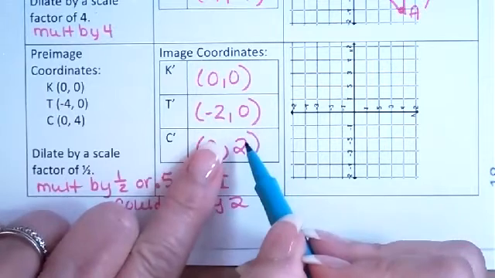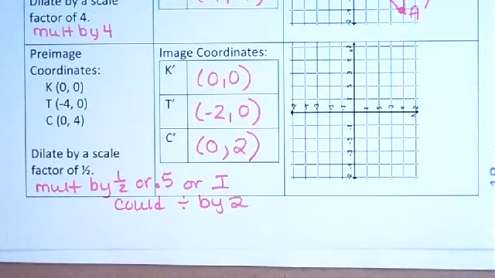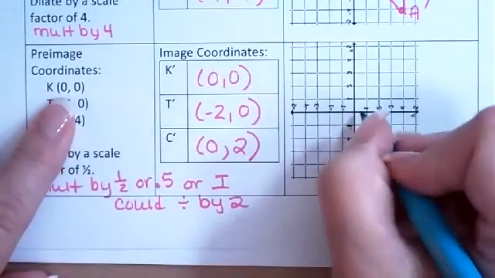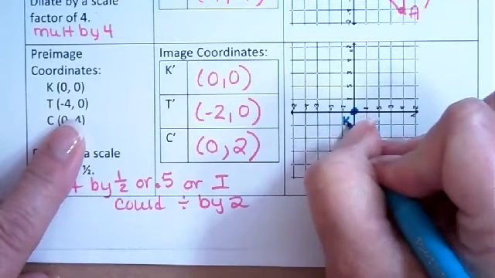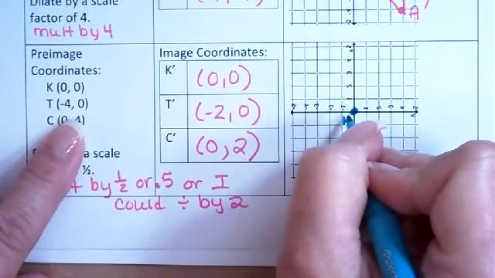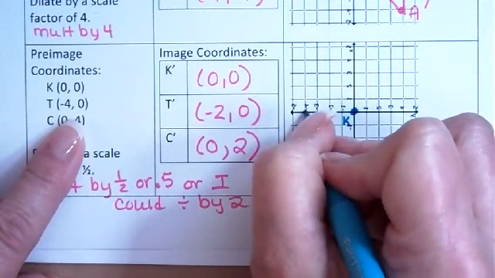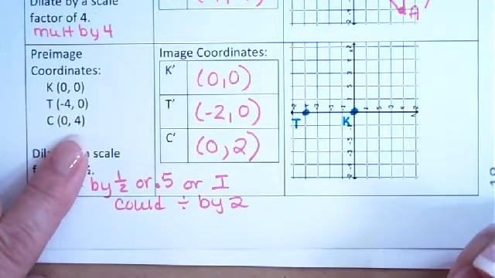And then I'm going to graph my image. If I do it correctly, the image should be half as wide and half as tall as the pre-image. So let's see if that's going to work. K is at 0, 0, so that's right here. And that's K. T is at negative 4, 0, so that's to the left 4, right here. C is at 0, 4.